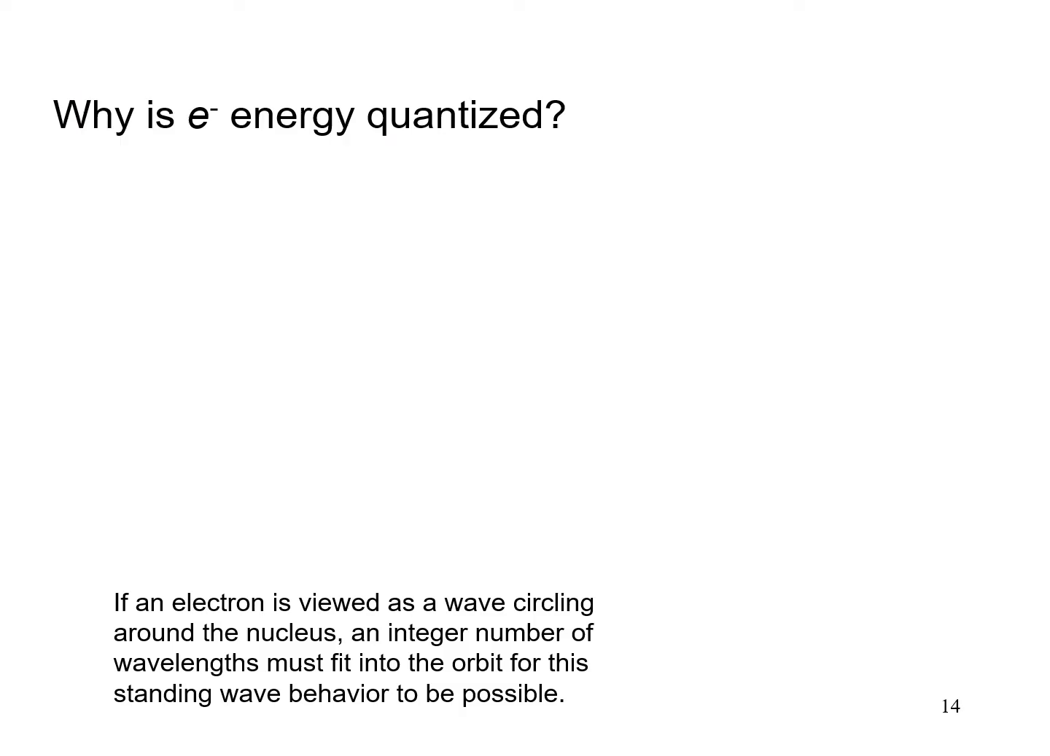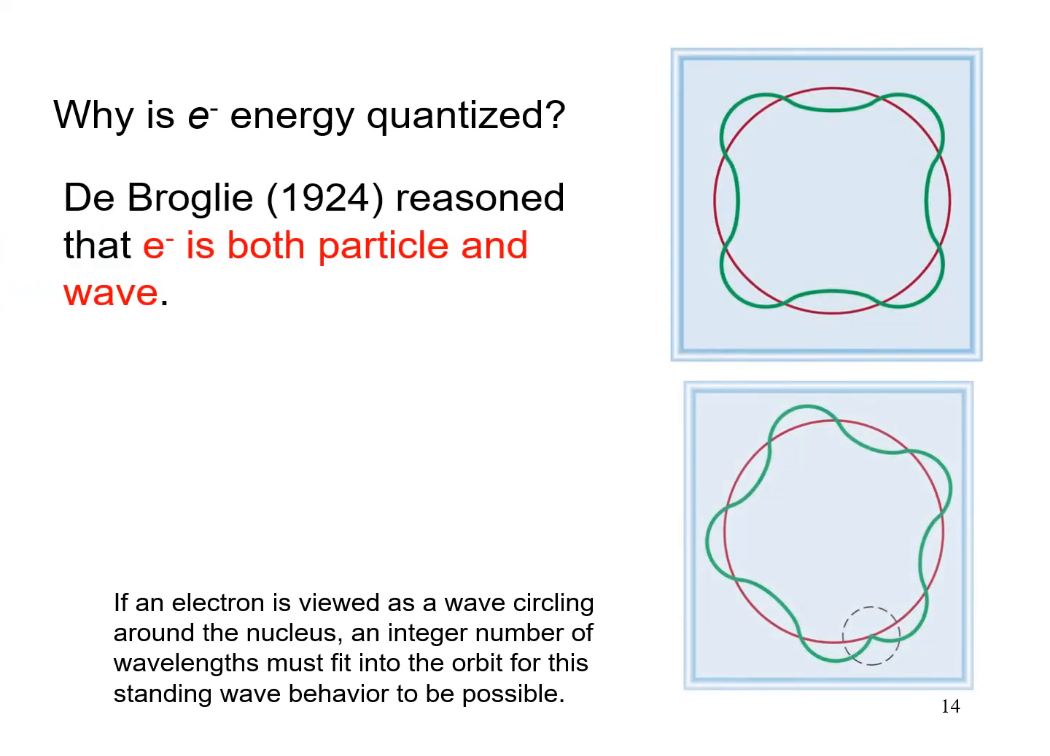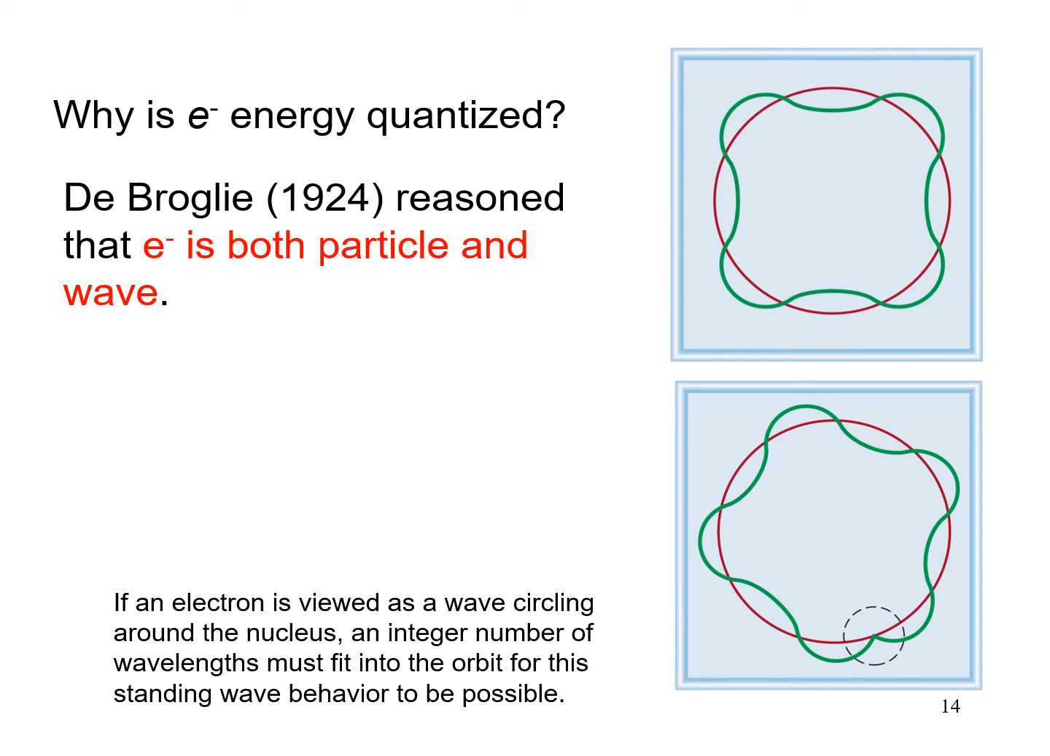In quantum theory, it is definitely true that one question leads to another. So the next question on the horizon for physicists was, why is the energy of an electron quantized? Enter a gentleman by the name of de Broglie, who in 1924 reasoned that if light can have both particle and wave-like properties, then electrons could also exhibit both particle and wave-like properties.